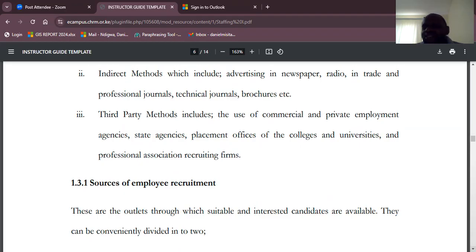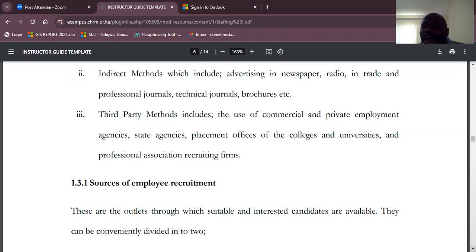Then the last method is a third-party method, and this is also a very common method that organizations are using. One of the reasons they prefer the third-party method is because of the issue of cost. Remember, looking for potential employees is not easy. So they would rather look for consultants or agencies who specialize in that area, so that at the end of the day, they are able to cut on cost when it comes to advertising, and looking for employees and moving around, which is very costly to them.